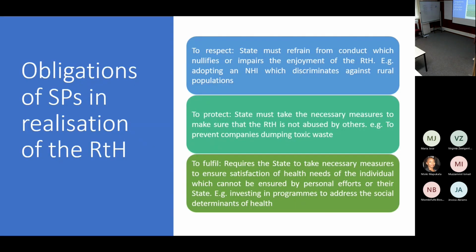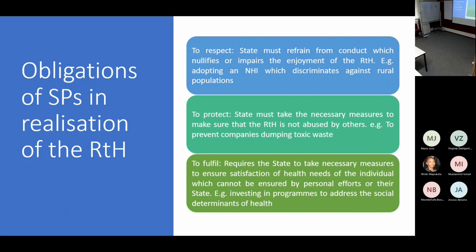State parties to the covenant have obligations to realize the right to health. The first is to respect, as the core obligation. The state must refrain from conduct which nullifies or impairs the enjoyment of the right to health, for example, adopting a national health insurance that discriminates against rural populations.